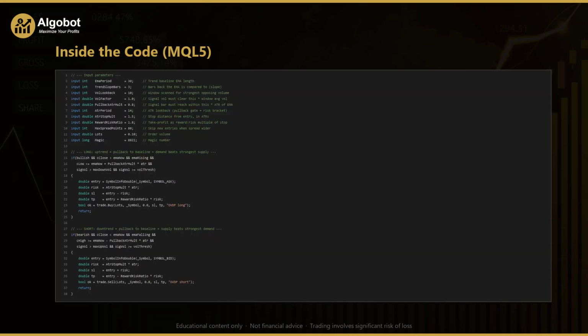Here's the heart of the strategy as it appears in MetaEditor. At the top, you can see the input parameters. EmaPeriod, defaulting to 30, sets the trend baseline. TrendSlopeBars, 3, is how far back the average is compared to read its slope.